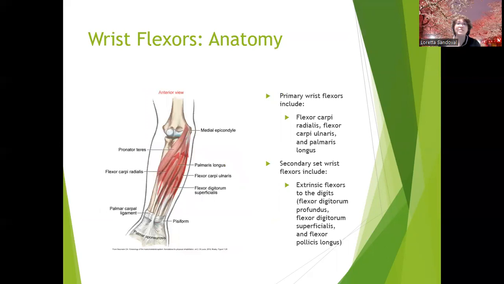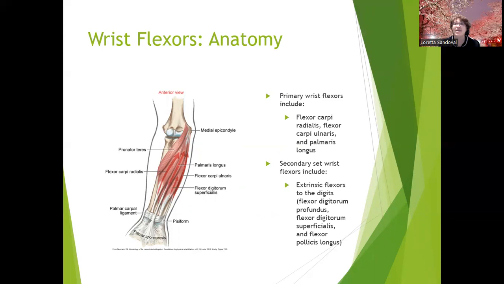So the wrist flexors also have a common insertion. Isn't that handy? The primary wrist flexors include the flexor carpi radialis, so it flexes the wrist and does radial deviation. The flexor carpi ulnaris flexes the wrist and does ulnar deviation. And the palmaris longus, that's the only one whose name doesn't tell you, but it goes to the palm, so that should tell you something.